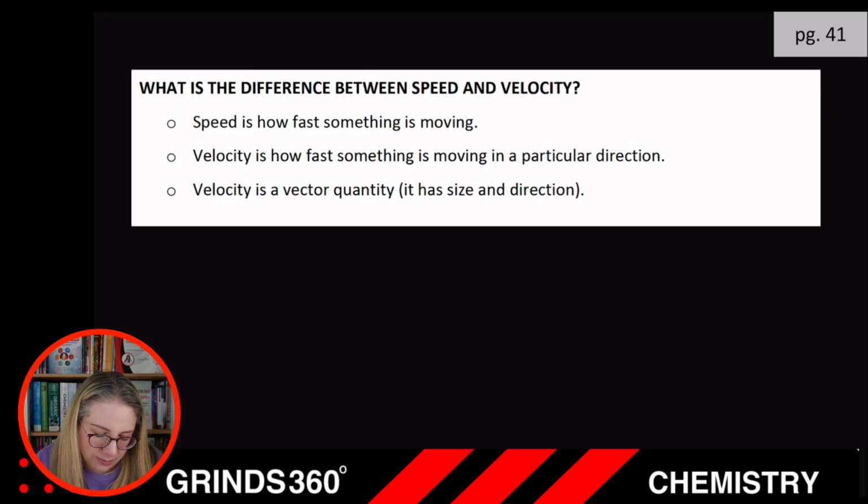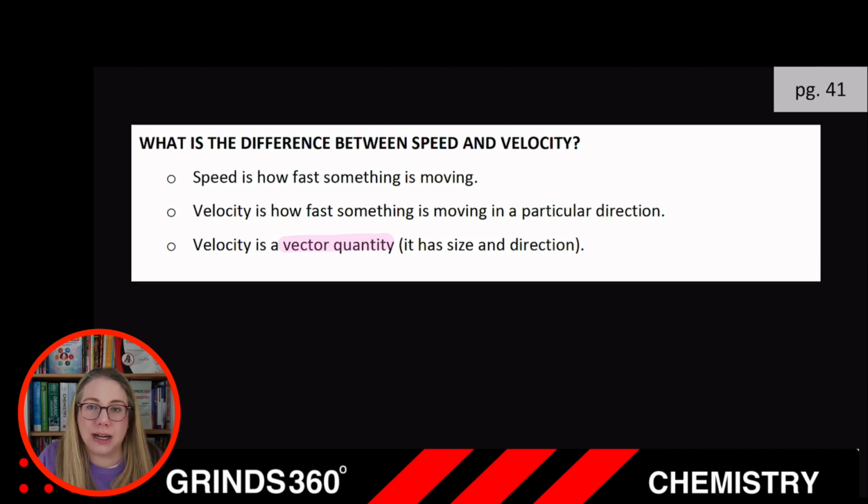Now, we've already talked about that. So what's the difference between speed and velocity? Speed is just a generic word for how fast something is moving. Velocity is how fast it's moving, but it gives you what direction, whether it's moving north, northeast, whatever. So it has direction, and for that reason we call it a vector quantity. It has size, meaning it has a number, but it's also in a particular direction.